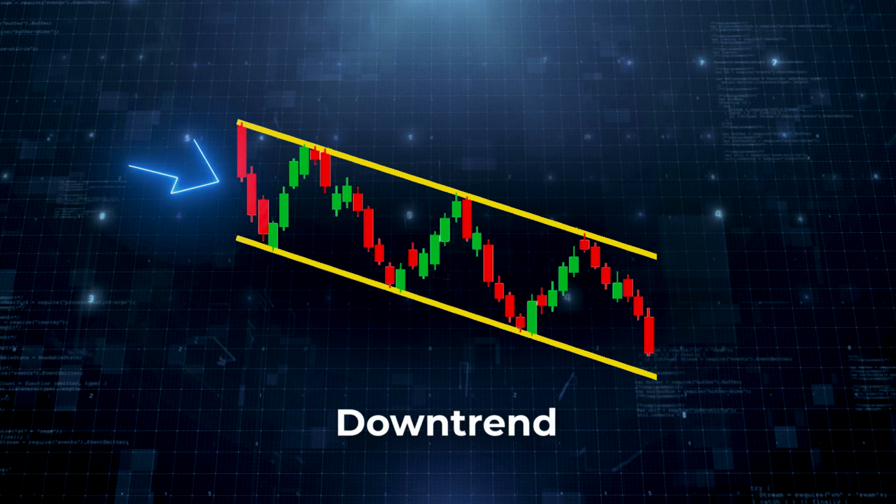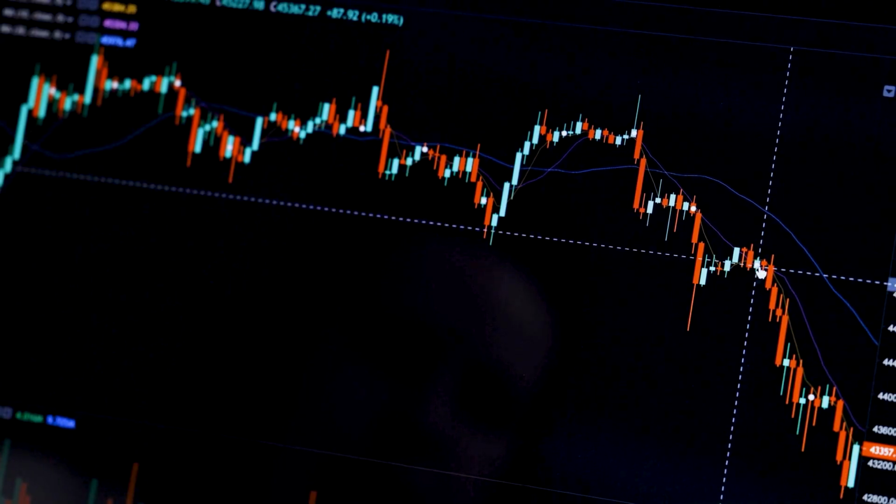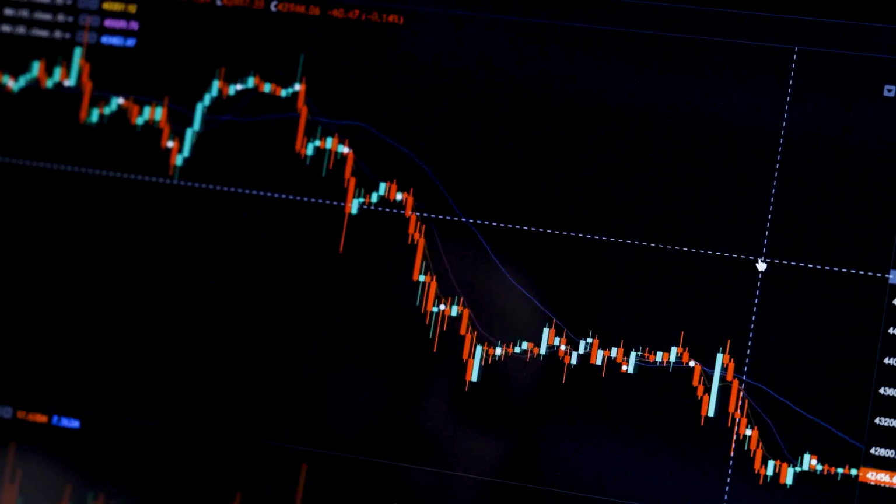Conversely, a downtrend happens when the price is consistently falling, forming lower highs and lower lows. This signals a bearish sentiment. Just imagine analyzing a chart and noticing a pattern of decreasing highs and lows over a selected time period. This suggests a downtrend, indicating that the price is likely to continue falling.